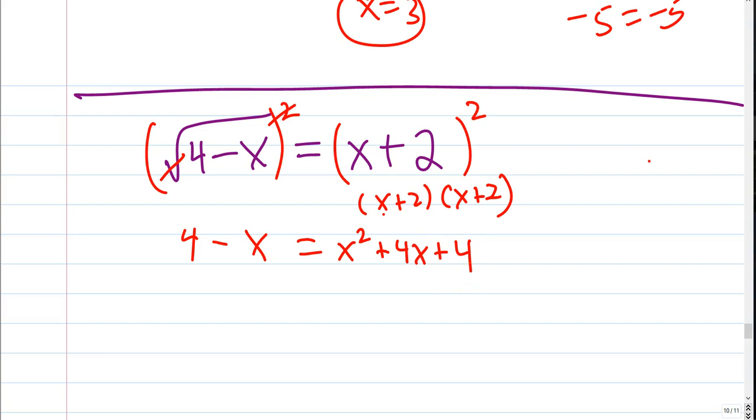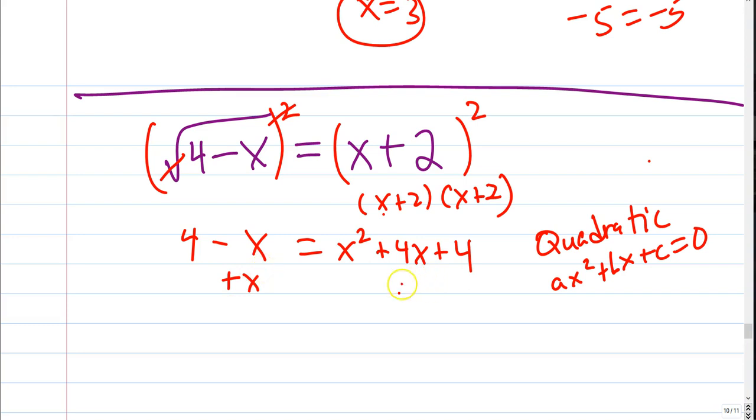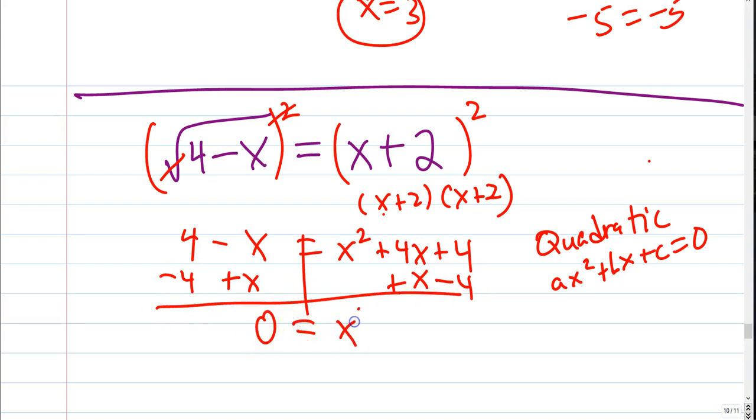Well, how do I solve this? Well, this is quadratic. So we have chapter 6 coming back, meaning I want ax squared plus bx plus c all set equal to 0. I've got kind of ax squared plus bx plus c. I just need to get that equal to 0, which means I'm going to add this over and get 0 is equal to x squared plus 5x.